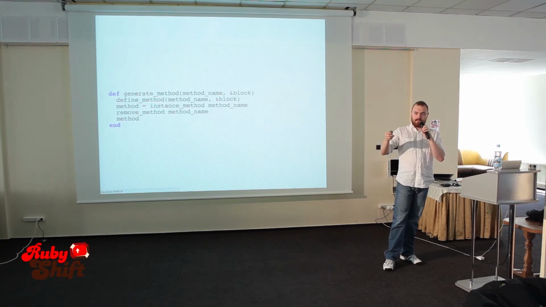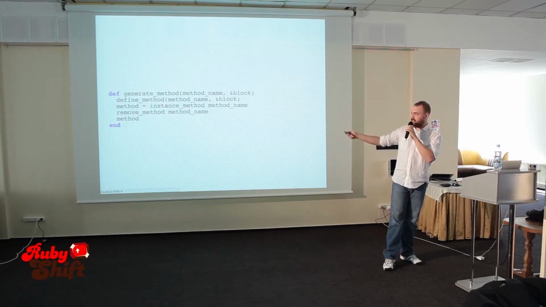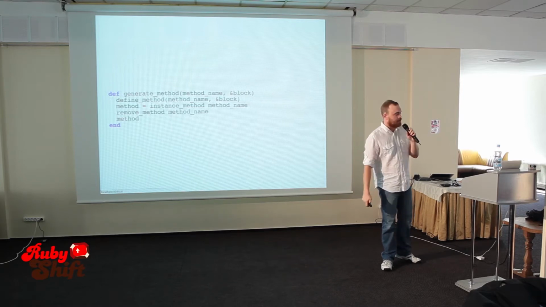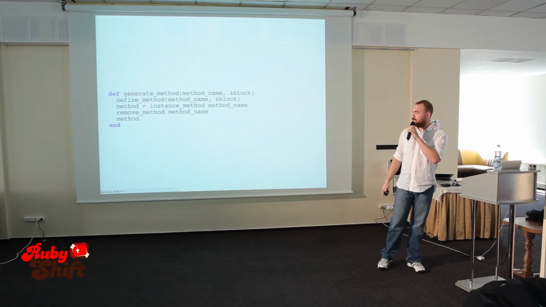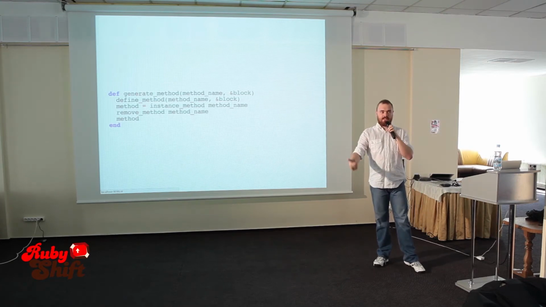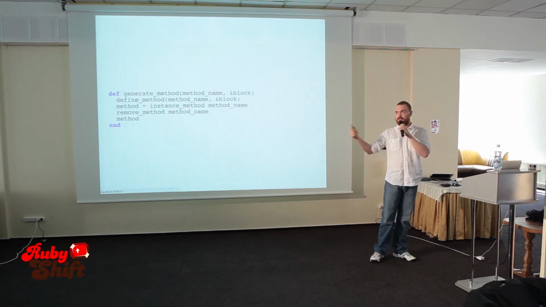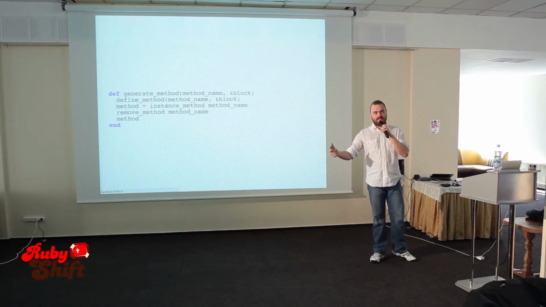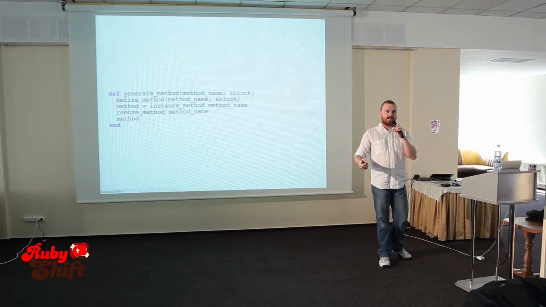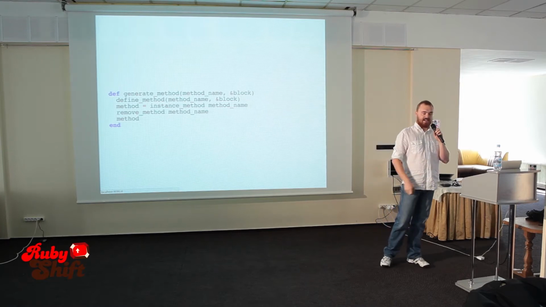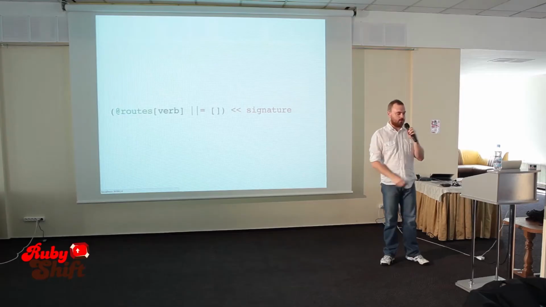So you cannot call this method from a class, but you can call this method using this variable. So the method is defined in the first line, the method is assigned to a variable in the second line, and the method is undefined in the third line. So that's quite tricky. And at the end, this method is simply put into roots.